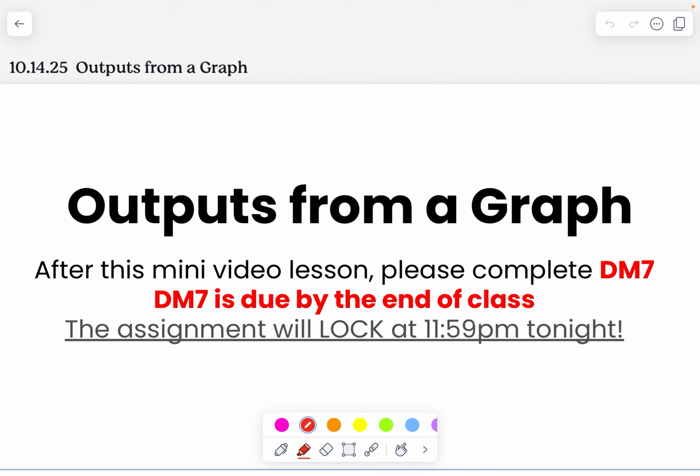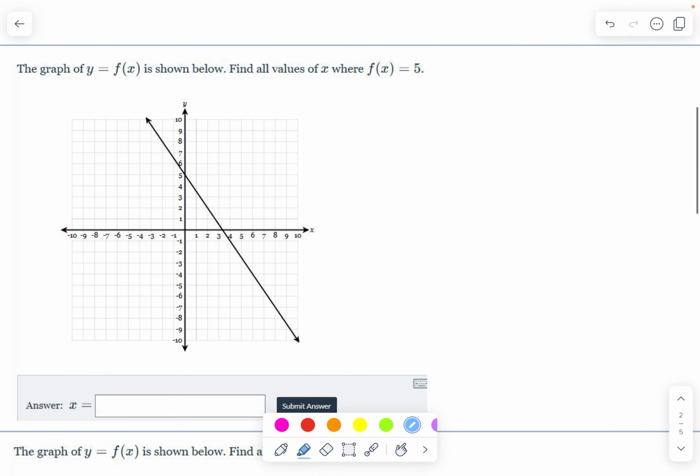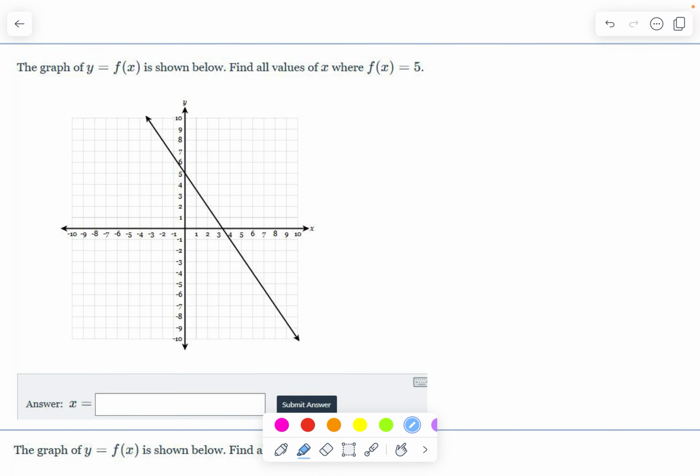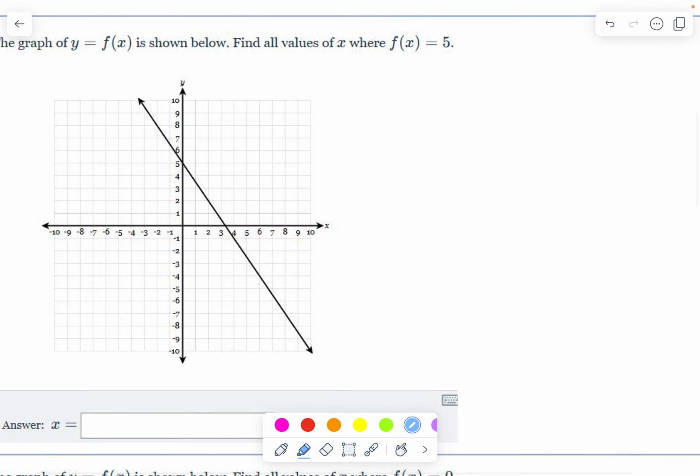We're looking for outputs. In our last video, we were checking out inputs. Outputs, we know, are our y values, and that looks a little bit different when we have our equation. So here's our graph, f of x, and for this problem, we want to know where f of x is equal to 5. So when y is 5, what is x? Whenever we have the fancy notation f of x equals, that's our output notation.